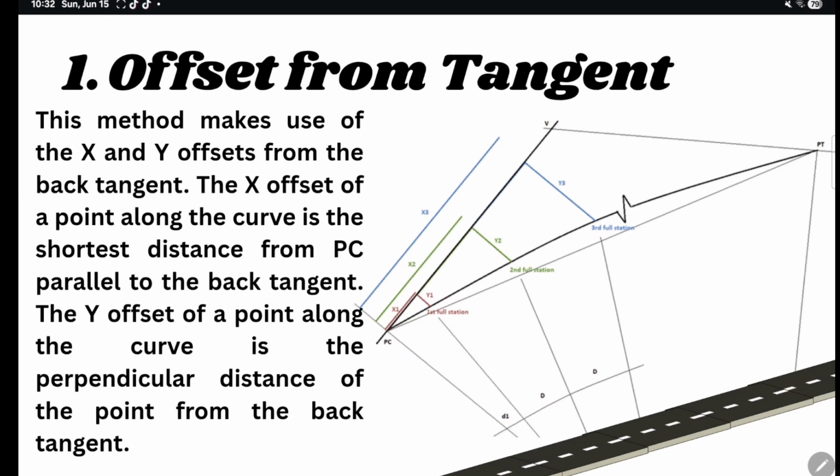So first is offset from a tangent. This method makes use of the x and y offset from the tangent or the back tangent. The x offset of a point along the curve is the shortest distance from the PC parallel to the back tangent.